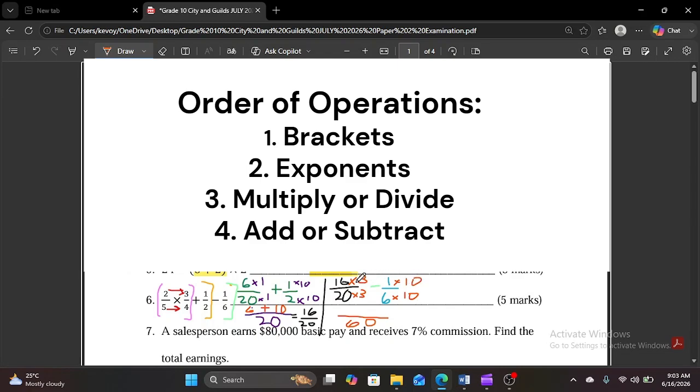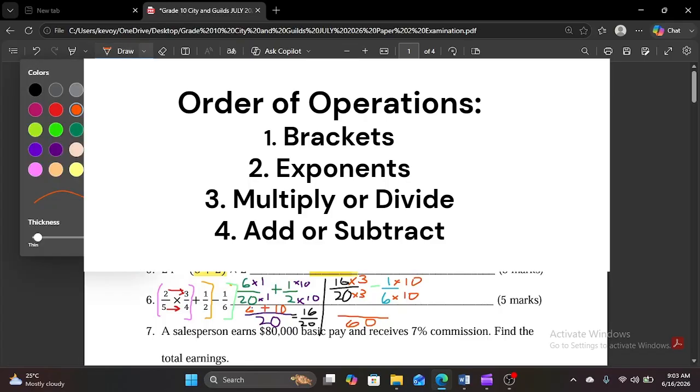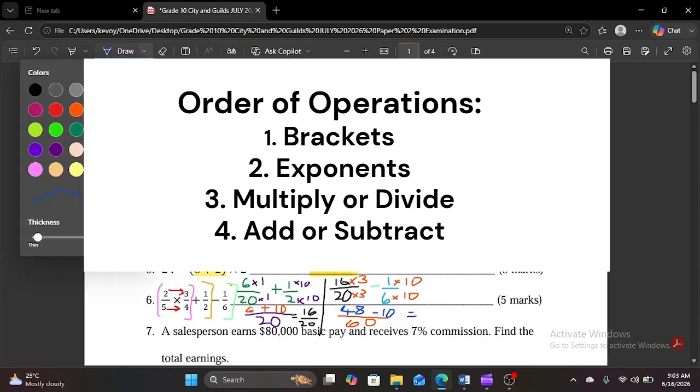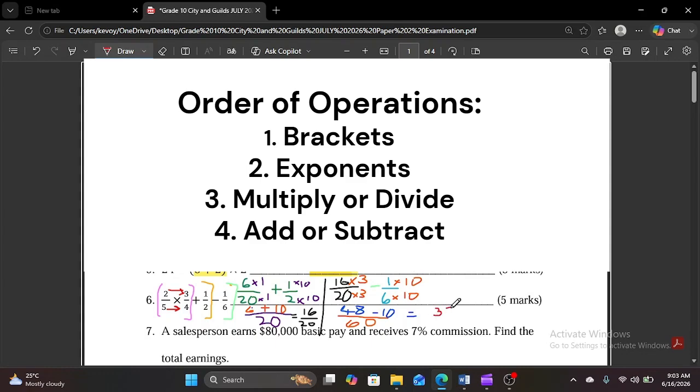So that's going to be 16 times 3, which is equal to 48. So that's 48 minus 1 times 10, that's going to be 10. If I subtract 10 from 48, I'm going to be left with 38 out of 60. And if you have 38 out of 60, you would have already gotten your marks.